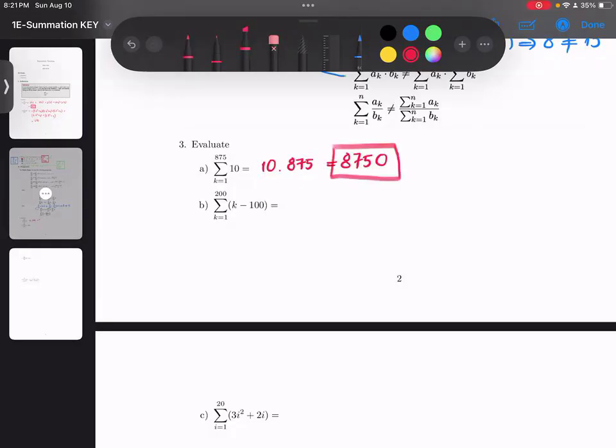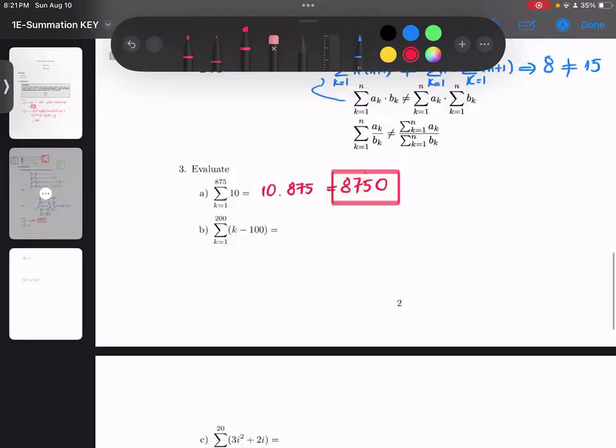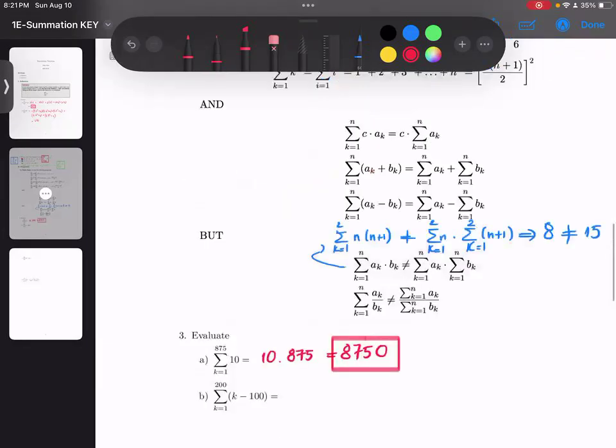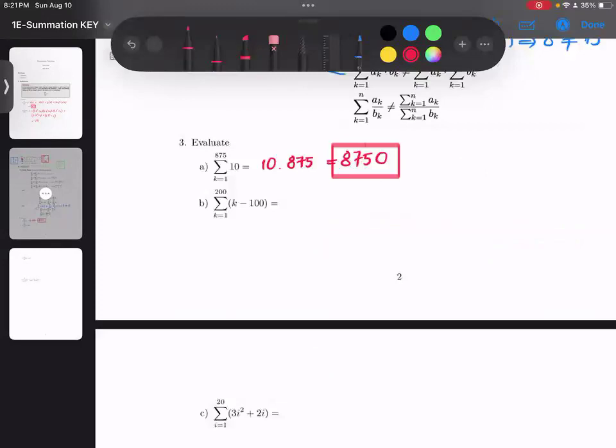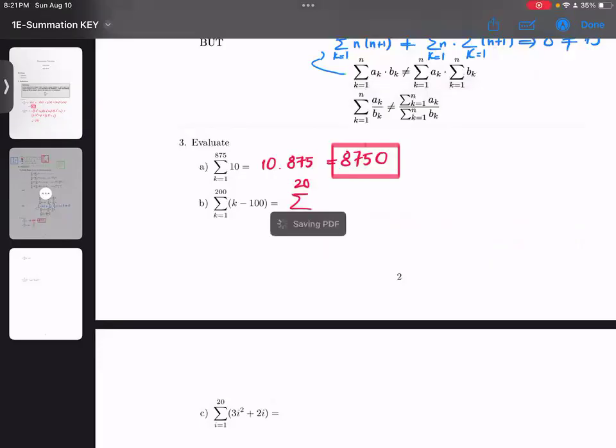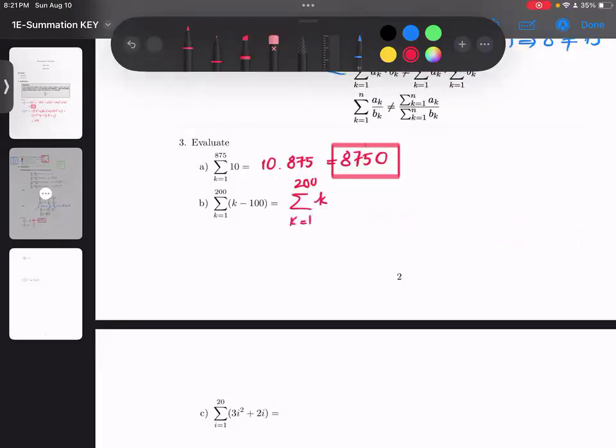So this is a constant rule. The second one is going to be the difference of sums, right? We can split it apart. So first I will write it as the sum k equal 1 to 200 of k minus the summation k equal 1 to 200 of 100.